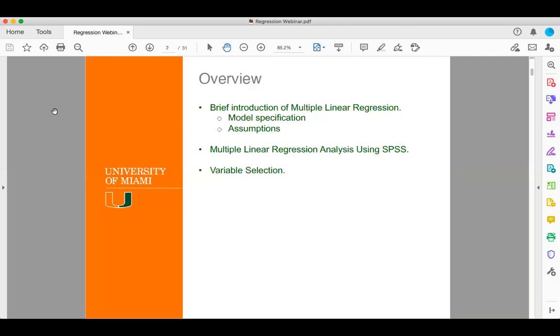So just a general overview. In this webinar, I'm going to give you a brief introduction to the multiple linear regression concept, in which we will talk about how we do model specification. We will also talk about some of the assumptions and how to assess them through SPSS as well. And the second part of this webinar is going to be about running the real analysis through SPSS.